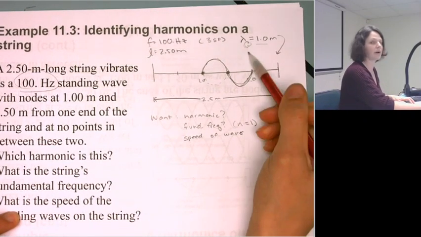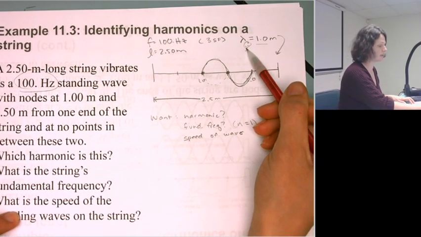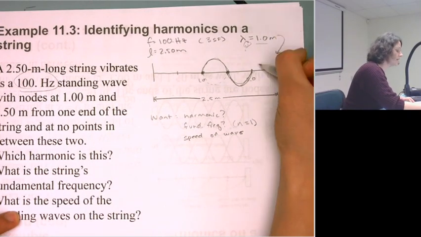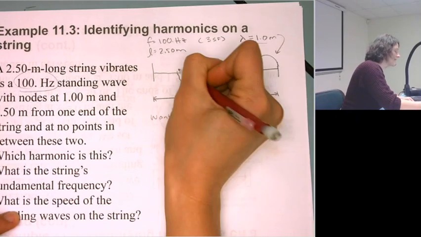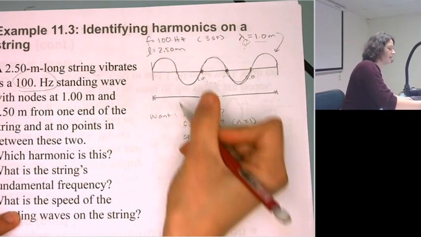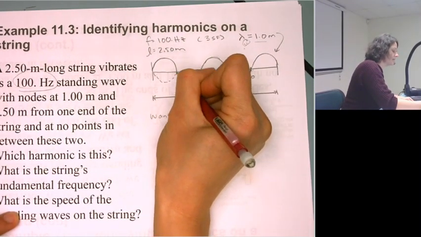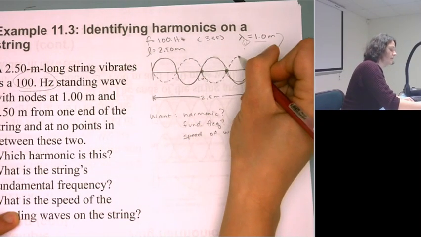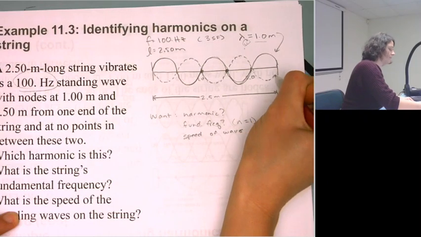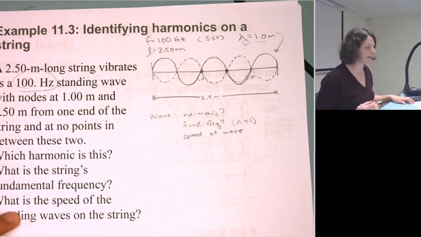But I don't know which harmonic that is, so I'm not going to put a subscript on that yet. Let's fill in the rest of the way. Our wave must be a standing wave that looks like this. I'll put little dashed lines for the other end of it. Okay, so that's what our standing wave looks like.